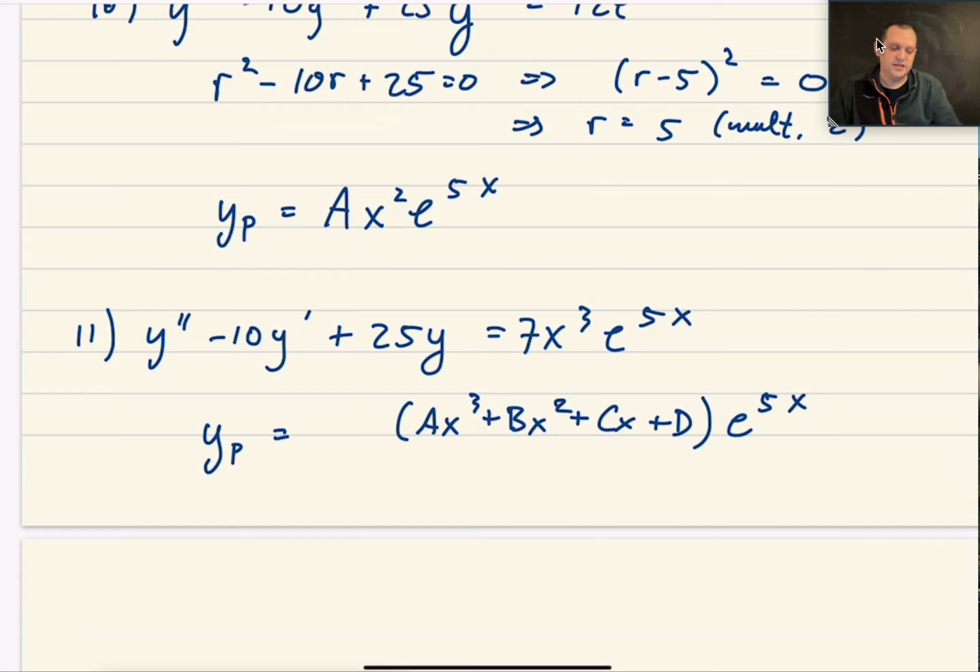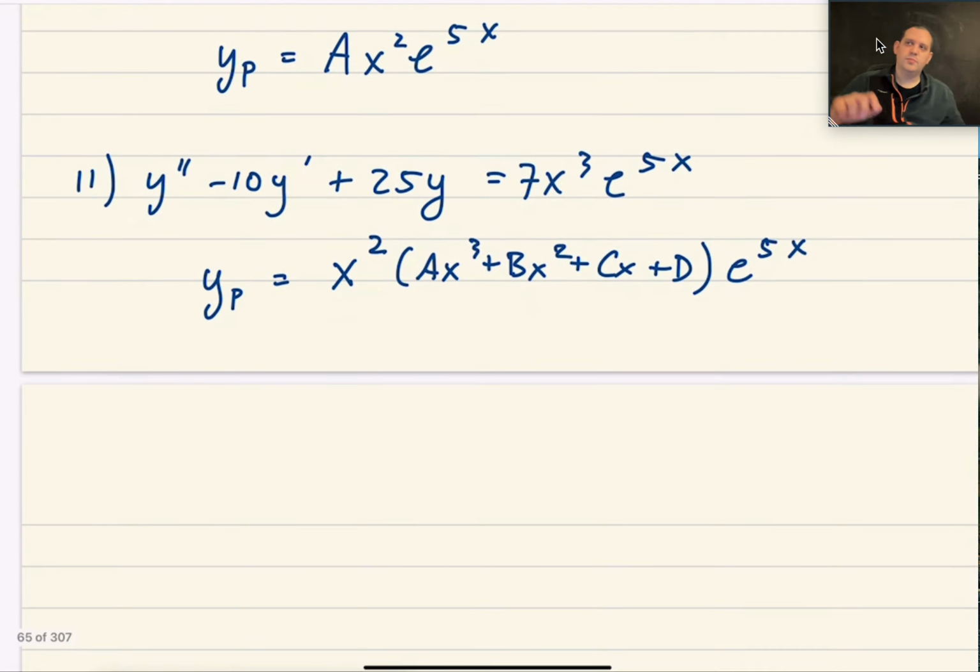But the problem is that these two terms, the x times e to the 5x and a constant times e to the 5x, are already in the complementary solution. So to make them not in the complementary solution already, we multiply by this extra x squared in front. And again, this is an x squared term because 5 is a root of the characteristic equation of multiplicity 2. Okay, so that x squared term there, this 2 and the multiplicity being the same is not a coincidence. That's why it's squared.